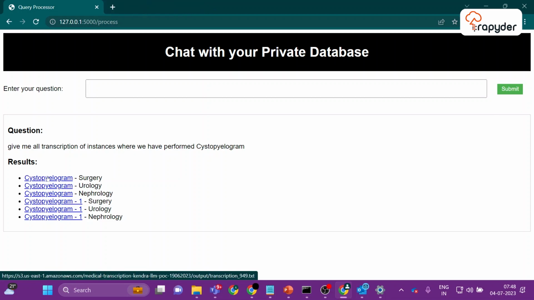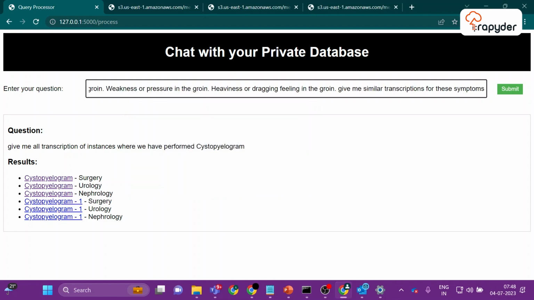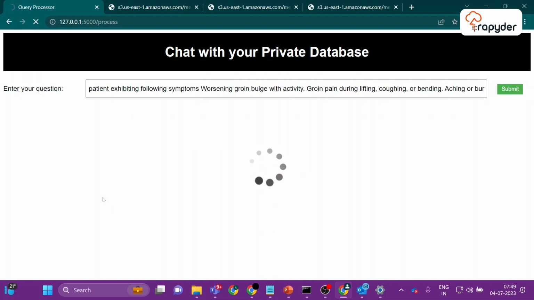And now one last example, where a doctor can list all symptoms their patient is showing and would like to narrow down other medical transcriptions that showed similar symptoms. Here the doctor has mentioned the patient exhibiting the following symptoms: worsening groin bulge with activity, groin pain during lifting, coughing, or bending, aching or burning sensation in the groin, weakness or pressure in the groin, heaviness or dragging feeling in the groin. Give me similar transcriptions for these symptoms.